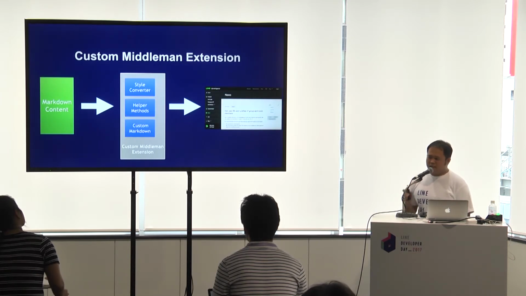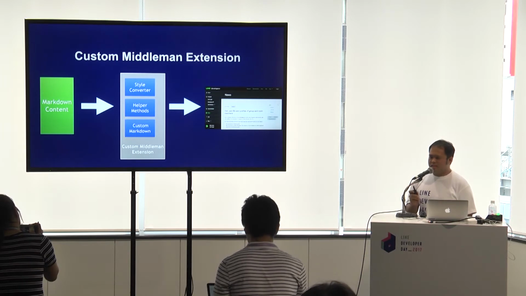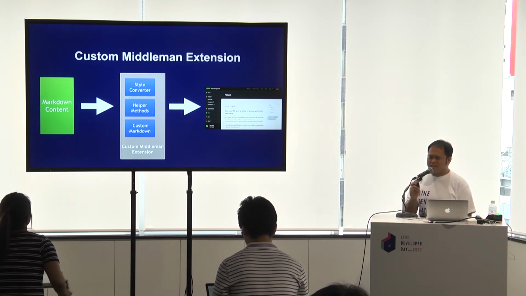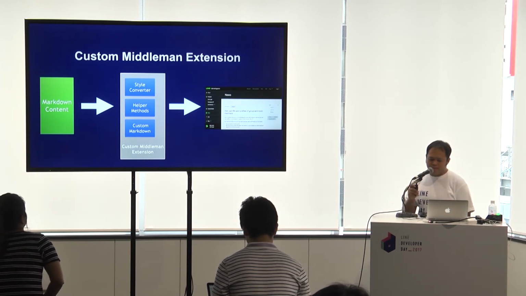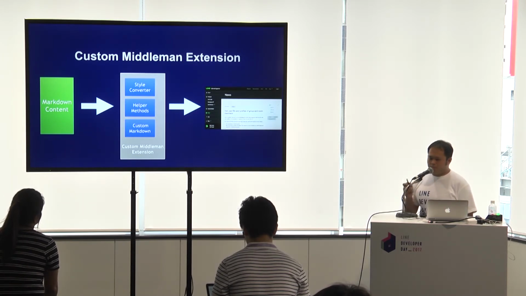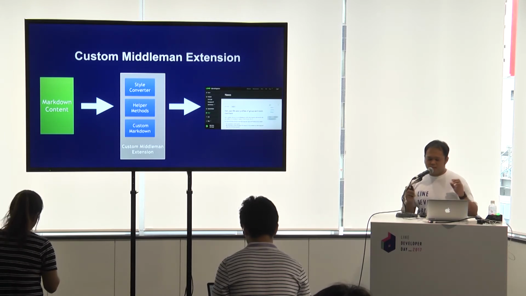I mentioned that we created a custom Middleman extension, and this was necessary because the default Markdown renderer doesn't actually add styles to the HTML classes. And to resolve this, we made a style converter to apply these styles. And then in addition to this, we also added helper methods in our Middleman extension as well as custom Markdown. And this is what makes up our extension.